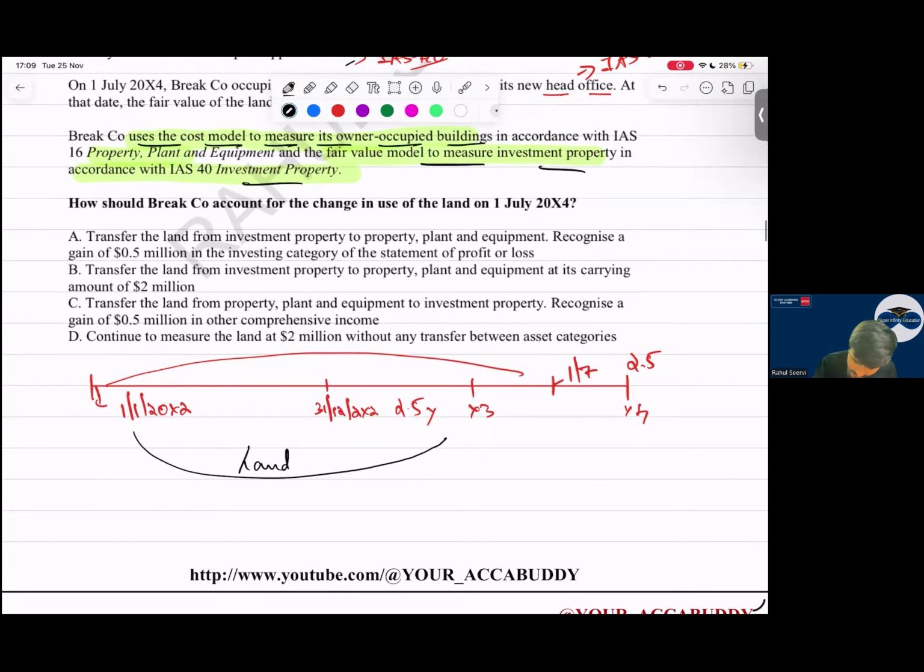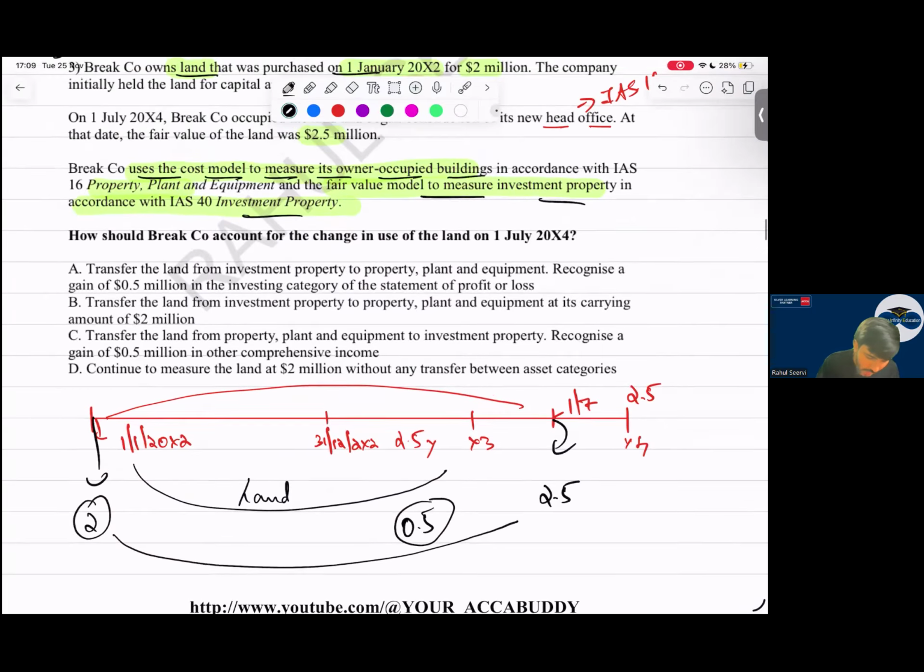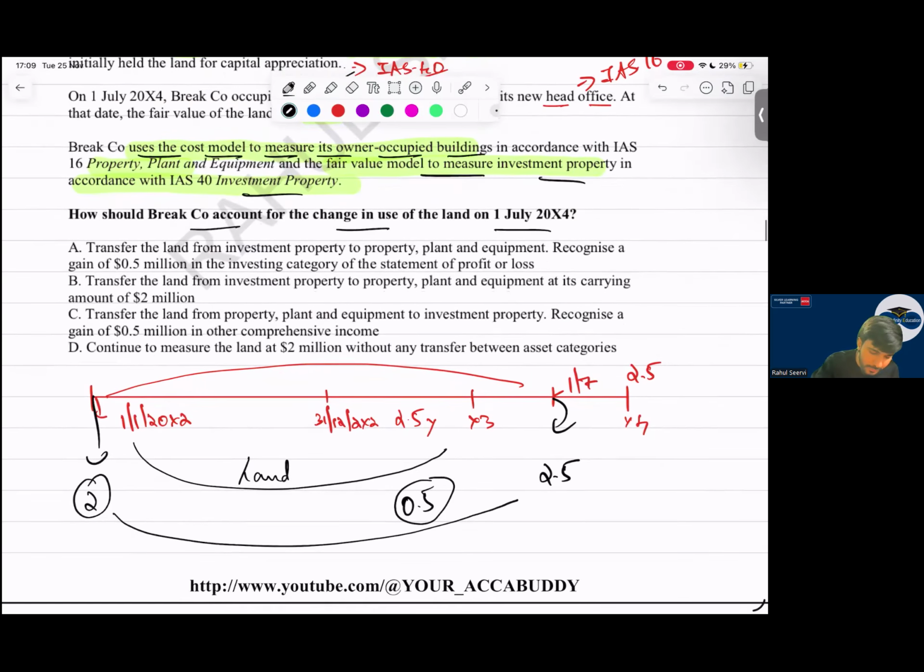So sir, here the fair value is what? 2.5. What was the value at which I purchased? 2 million. So what is the increase here? 0.5 is the increase. Then, how should B account for the change in this? They are asking how should B account. Now, you only tell me. IAS 40 is at fair value. IAS 16 is at cost model.